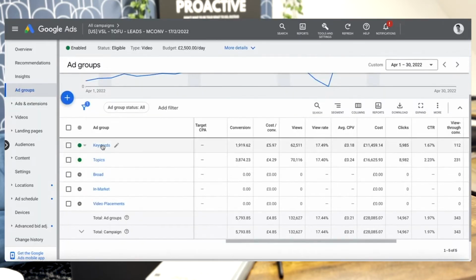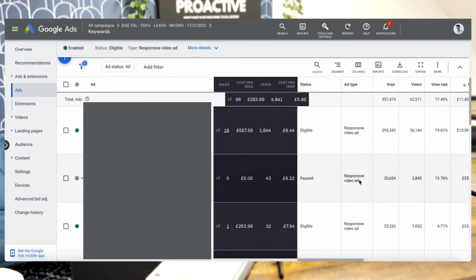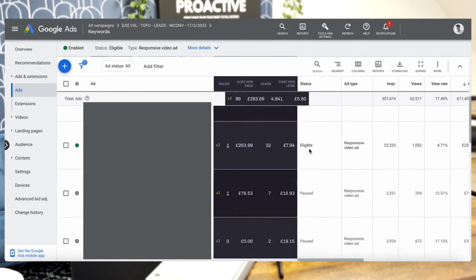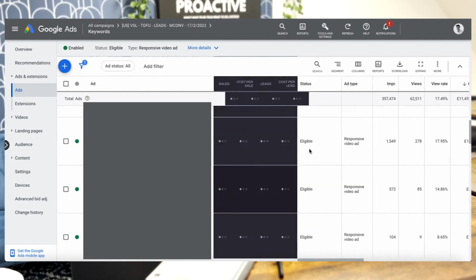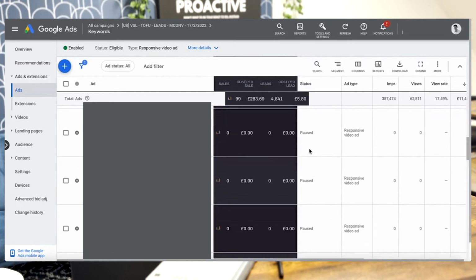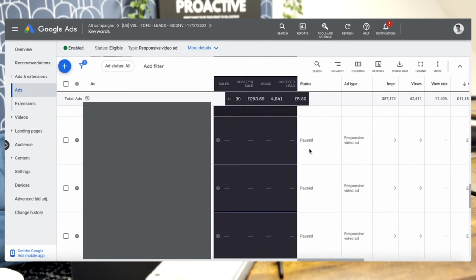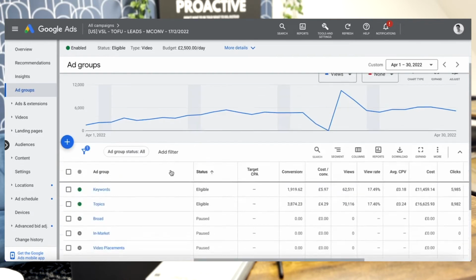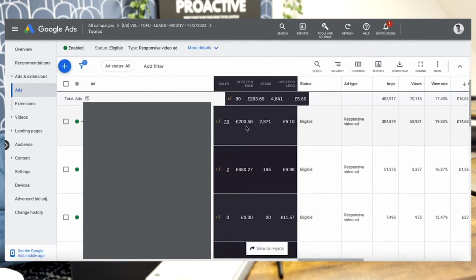So if I go into keywords, keywords and topics are our two winners in terms of the audiences, and you can see the difference here. This one had 19 sales at £557 per sale. Scrolling through here, a lot of these just didn't have any sales attributed, and a lot of these are turned off. Let me go to the other ad set. There's really one winner in there that was producing sales. I believe the topics is the one that popped off. Yeah, 73 sales at £200 per sale.